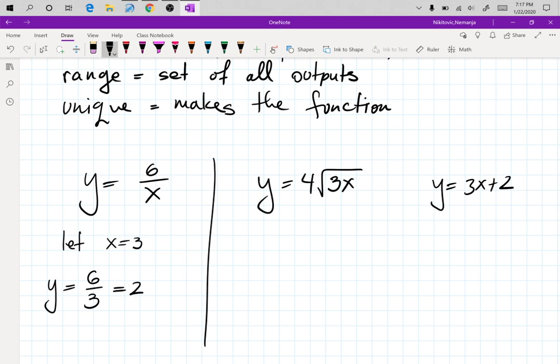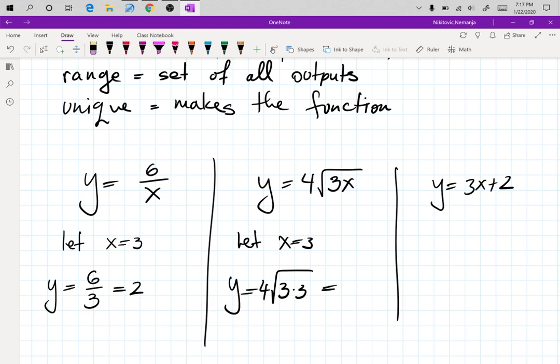That's the uniqueness part. Similarly, if I have let x equal 3, I will have y equals 4 times square root of 9, which is 4 times 3, which is 12. No matter who runs this calculation correctly, no matter who runs it, you always get 12. Always get 12. And that's the great part about this. One answer.